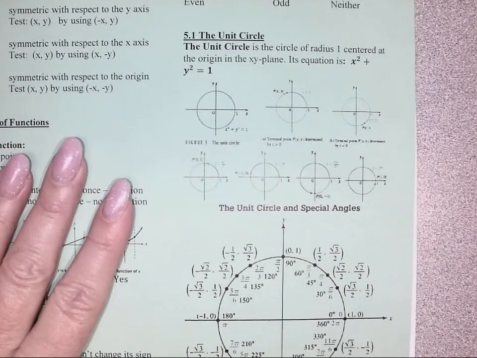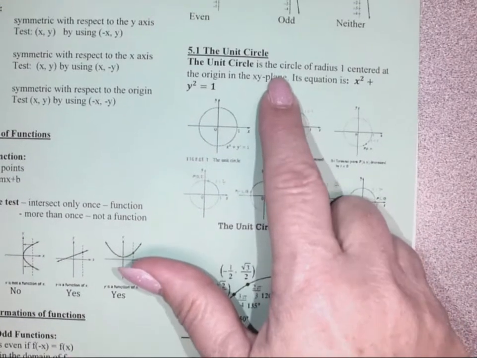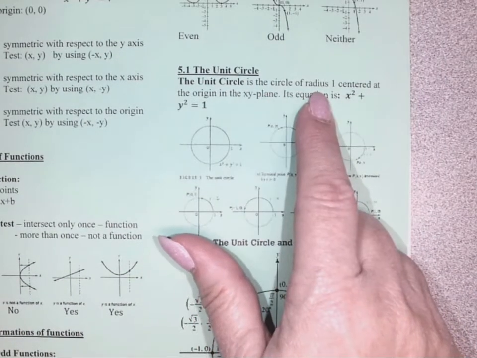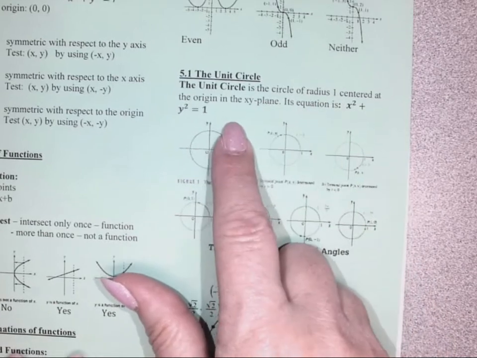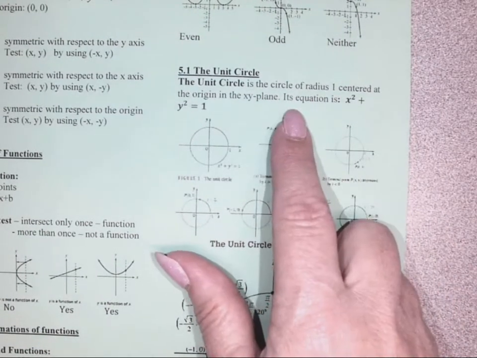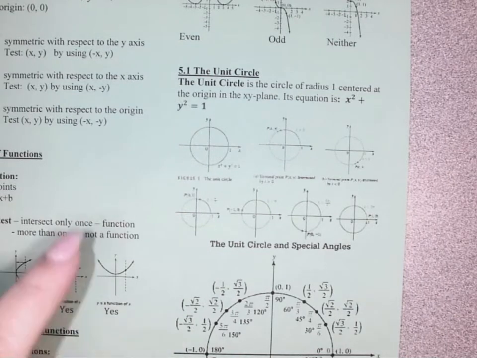All right, so we're going to talk about the unit circle. And the unit circle is a circle of radius 1. That's why it's called the unit circle. It's 1 unit. It's centered at the origin in the xy plane, and its equation is x squared plus y squared equals 1. So we talked about that in the last lesson.